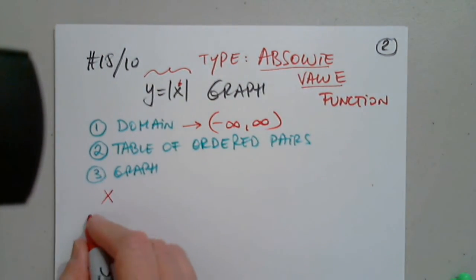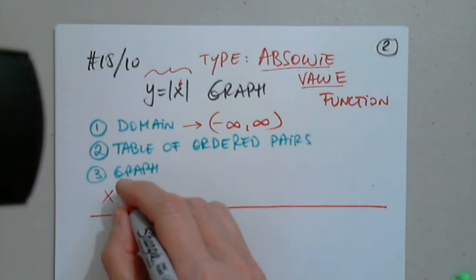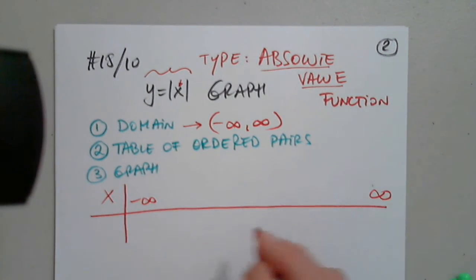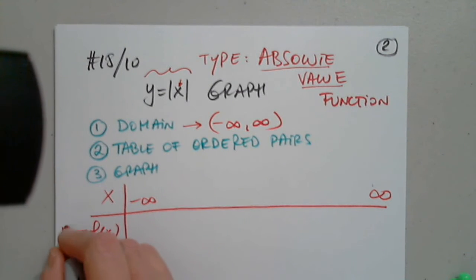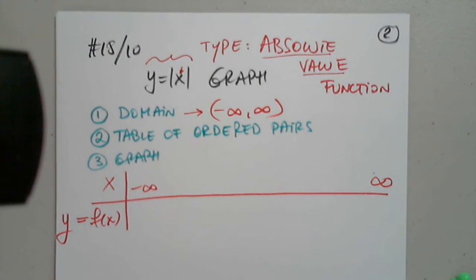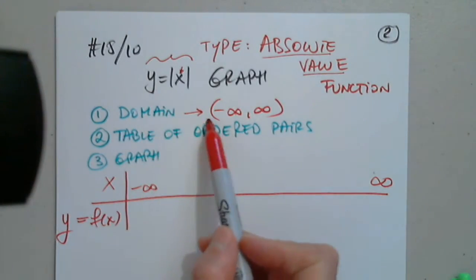So now I can start my table. I cannot start my table before that. Y or f of x is the same thing. Very good. Awesome. So the domain is all real numbers.